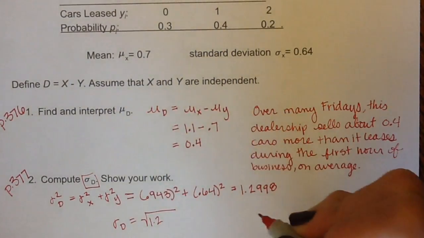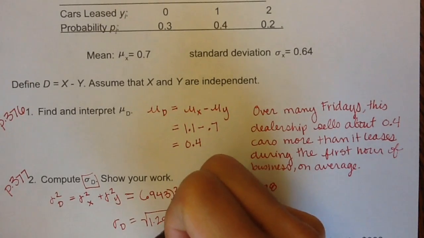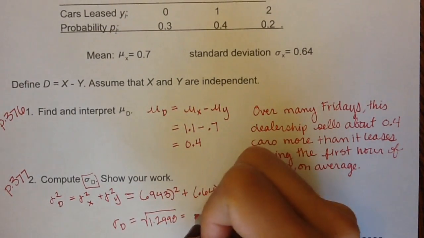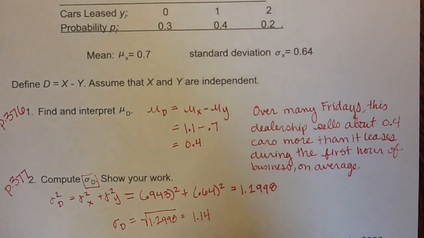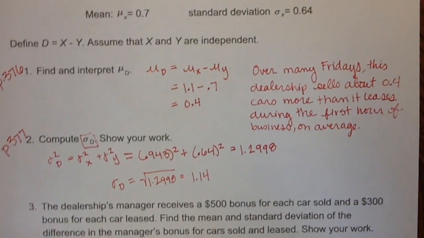1.2998, if we take the square root of that, we get 1.14. So the standard deviation of this difference is 1.14. And yes, as always, make sure you are showing work just as I am.